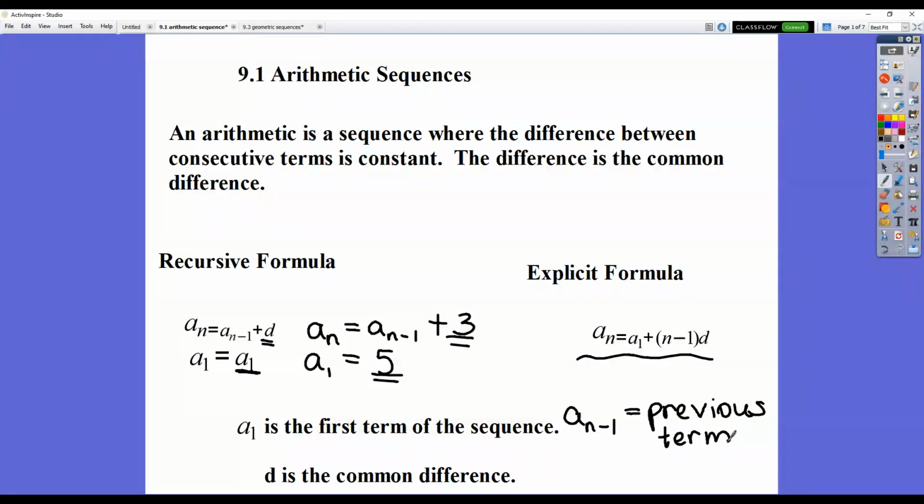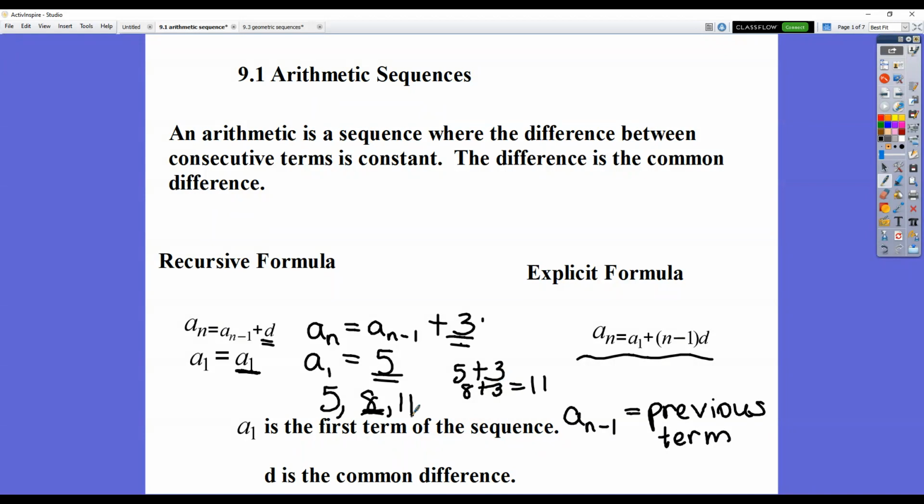So all this means is if you have a sequence and we have 5, we'll write down 5 and then add 3 each time. So 5 plus 3 would be 8. And then 8 is now the previous term. 8 plus 3 gives me 11. This is how a recursive formula works.